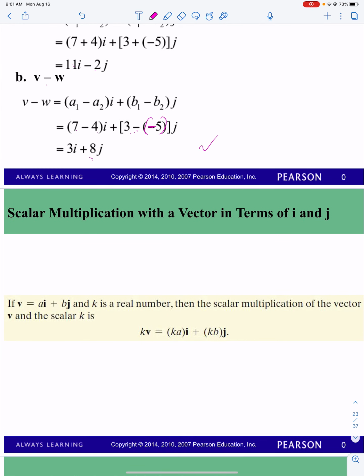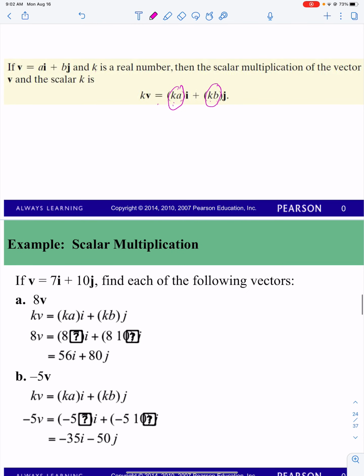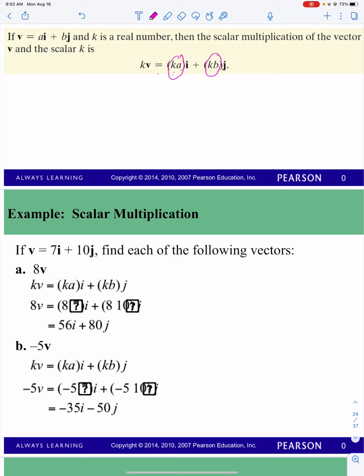Okay, so scalar multiplication, you need to be a little bit careful. k times v. Do not forget, you have to distribute the k. It's k times the horizontal component, k also times the vertical component. You with me? So k has to multiply both components. Okay, so if we have 8v, what will you do? 8 times 7i plus 8 times 10j. So it's 56i plus 80j.